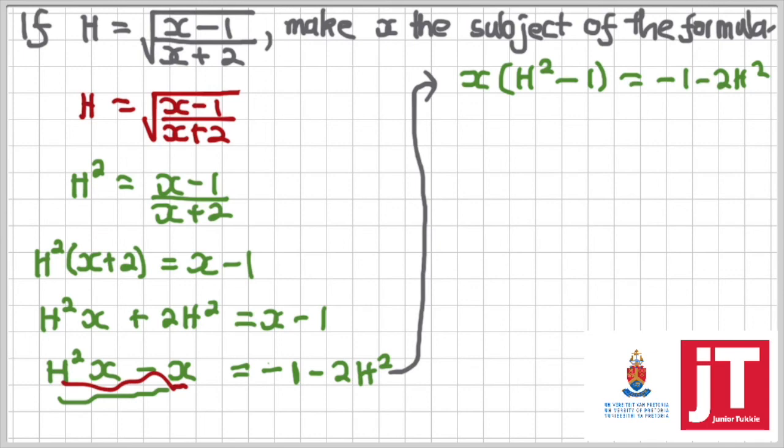The final step involves division of both sides by that bracket to isolate our x, to make x the subject of the formula. So this will lead to x being equal to negative 1 minus 2h squared over h squared minus 1 as our final answer.